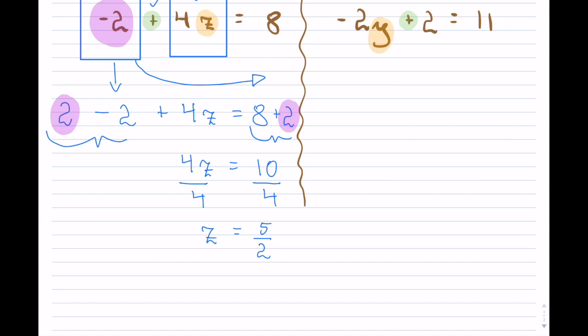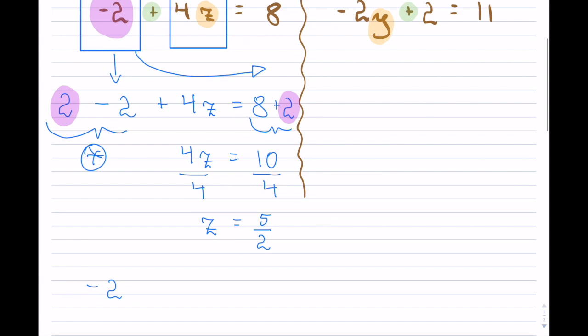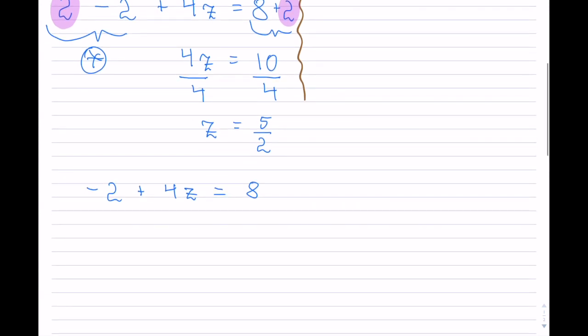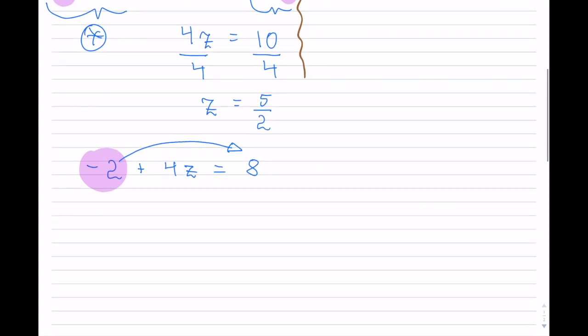Now, most people will not be doing this so that you can see it. Instead, they will simply take the equation, -2 plus 4z equals 8, and they will take the term and shift it to the other side. When you shift, notice that the actual sign changes. So they will write 4z equals 8 plus 2. The sign itself has changed from negative to positive.